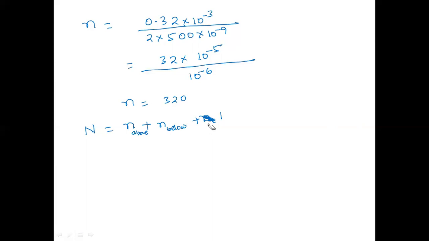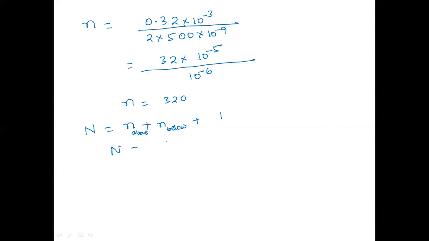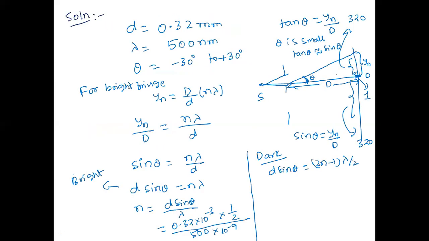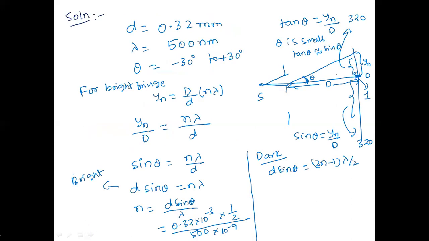Okay, fine. Now see, upon this, the total number of fringes will be 641. Total number of bright fringes will be 641. This is the question. So option D. Right.